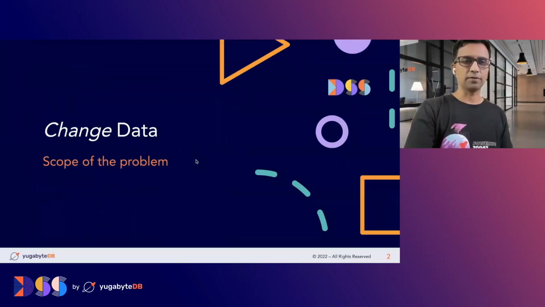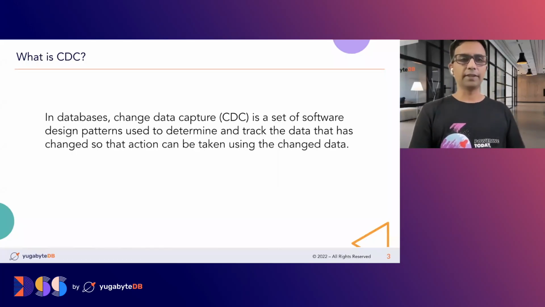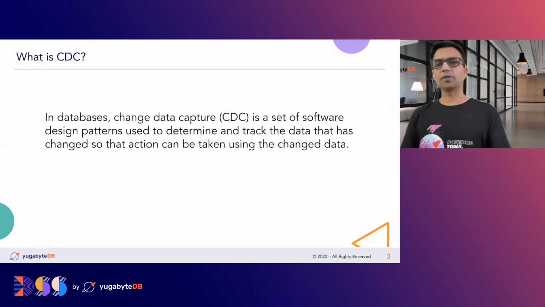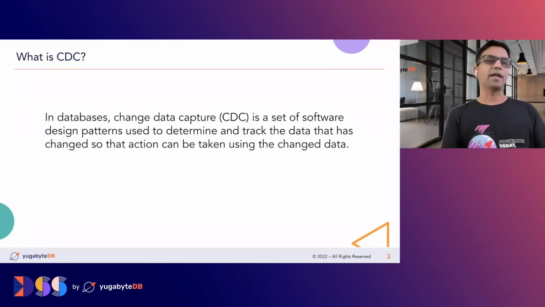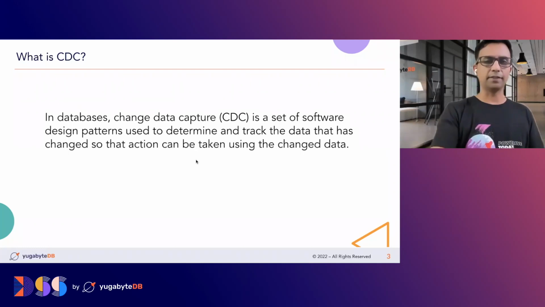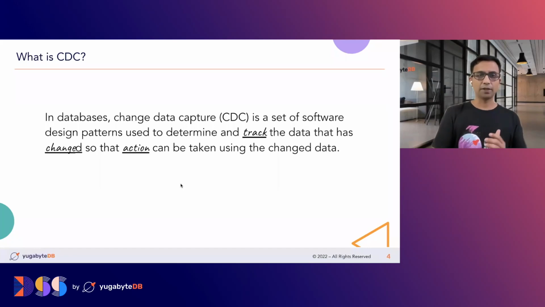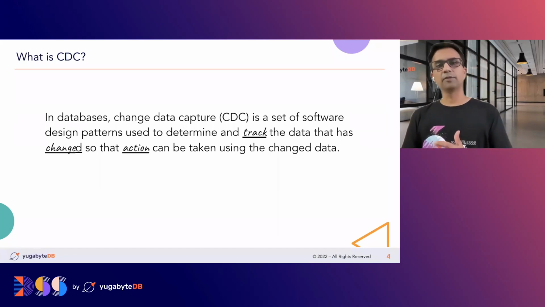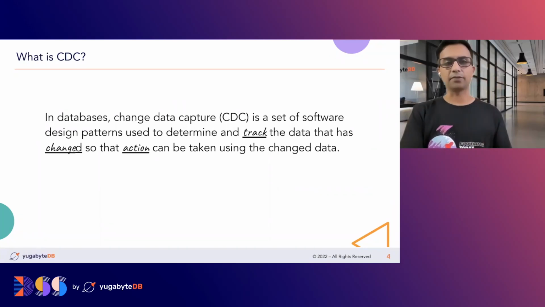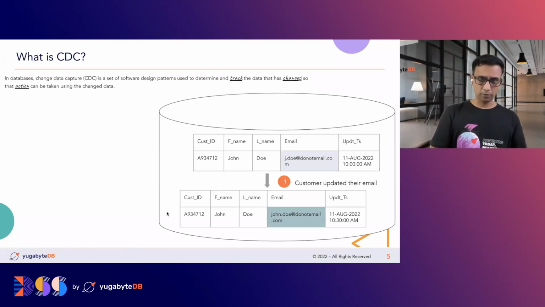Awesome. So change data, let's quickly touch on the scope of the problem. What is CDC? In databases, change data capture is a set of software design patterns used to determine and track the data that has changed so that action can be taken using the change data. This is the classic Wikipedia definition of CDC. The key words to highlight here are track, change, and action. So we want to be able to track what has changed so we can enable any downstream action based on that, right?